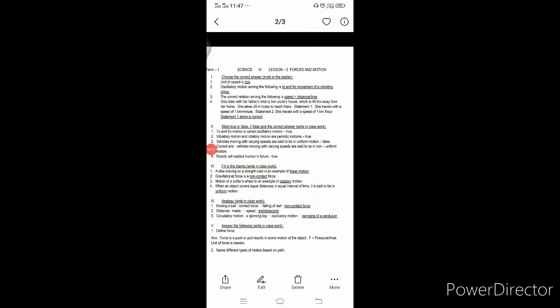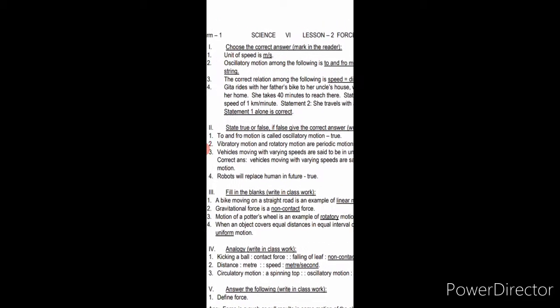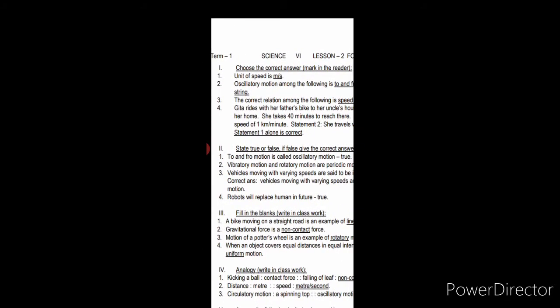Students, today we are going to revise the second lesson of your 6th standard science. The name of the lesson is Forces and Motion. You have done your monthly test, that is your first unit test, well. Most of you have scored more marks.